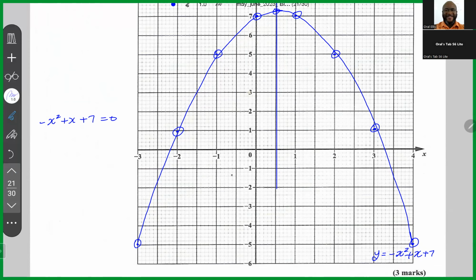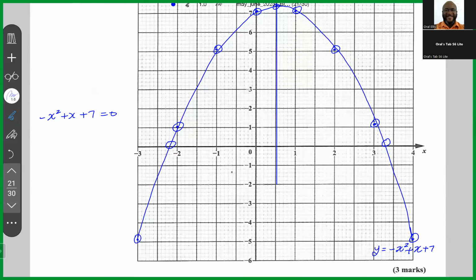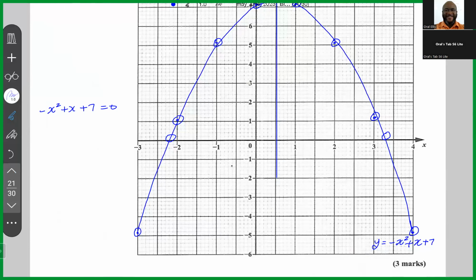The solutions of that equation are the x-intercepts. So my solutions will be here and here. And looking at it, it looks like x is about minus 2.2 and x is about, I would say, around 3.25. So, minus 2.2 and 3.25.